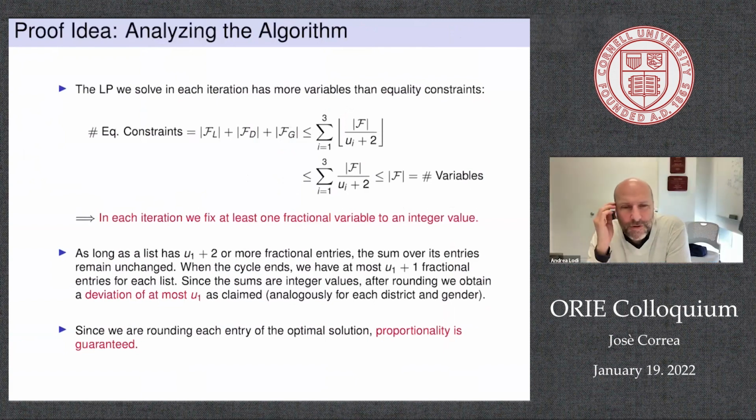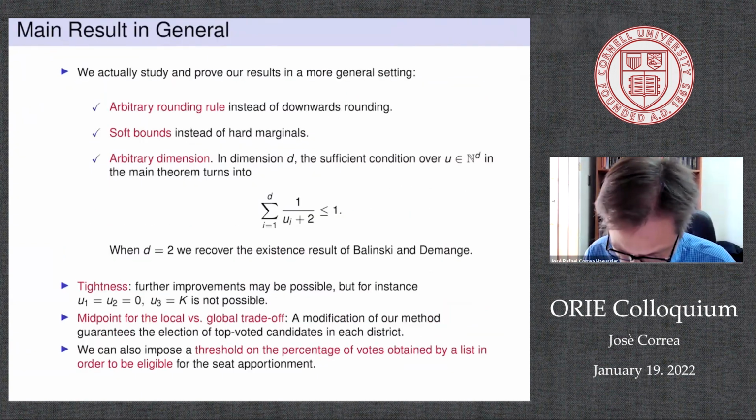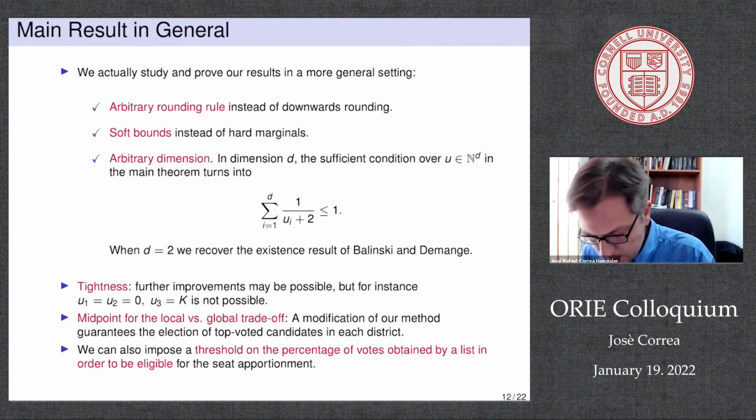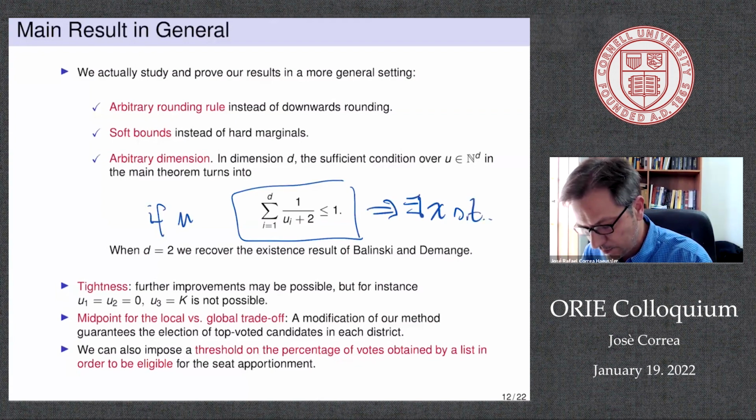So, Jose, can you say exactly what you mean by tightness in this particular case? You said a couple of times that you're not sure it is tight. Yeah. Very good question. So this is my result. My result is that if U satisfies this, then there exists an X such that blah blah blah.